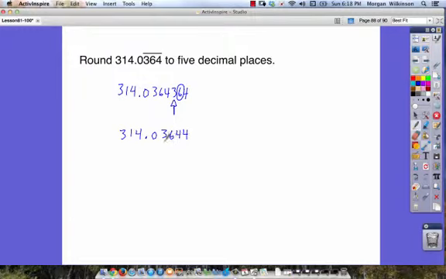So we get 314.03644. And give it a try. Say this number out loud. Well, we've got 314 and 3,644. And if we're looking at our place value, we must have tenths, hundredths, thousandths, 10 thousandths, 100 thousandths. So it would be 314 and 3,644 100 thousandths.